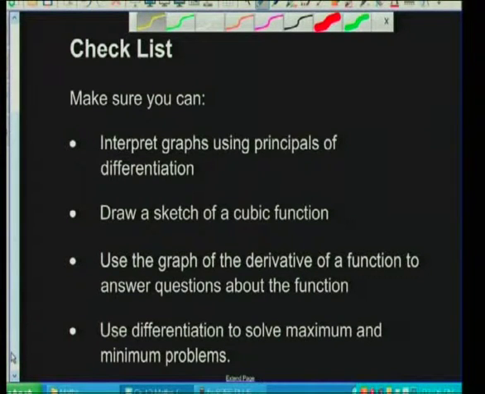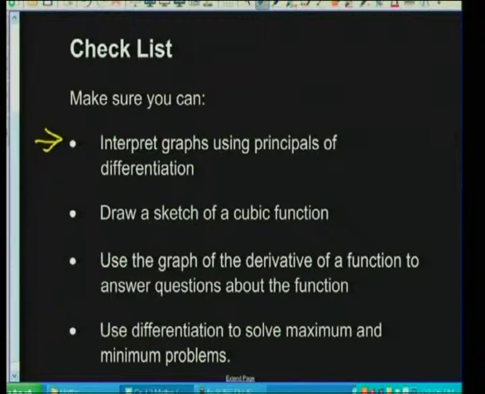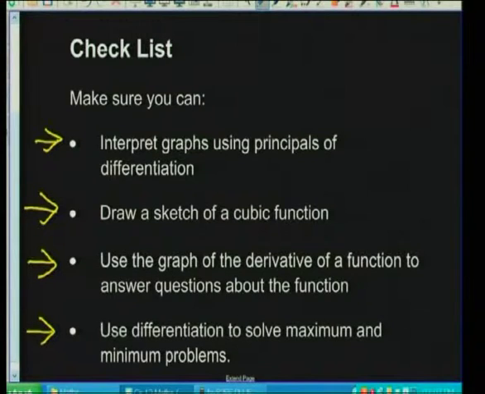Right, we're going to start by having a look at our calculus application checklist, okay? What we've got on our checklist is we're going to have a look at things like interpreting graphs using principles of differentiation. We are going to have a look at drawing and sketching our cubic graphs. We are going to have a look at, and this is always a bit of a tricky one, using the graph of the derivative to answer questions about the cubic function. And lastly, we're going to have a look at solving problems involving maximum and minimum. Okay, these are all really important concepts in calculus, and really if we just go back to the basics of what we know about calculus, generally they're pretty fun and they're not too bad to work out.